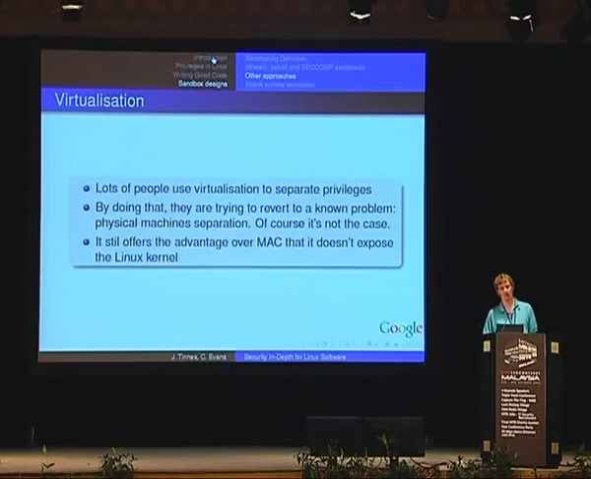So virtualization, some people use virtualization to separate privilege. The good thing is it doesn't expose the Linux kernel, and currently all mandatory access control systems expose the Linux kernel. So whenever you have a Linux kernel bug, usually you can exploit it even though you have a very restrictive SELinux policy. So that's a big problem, and virtualization could help to solve that, but it has other problems.